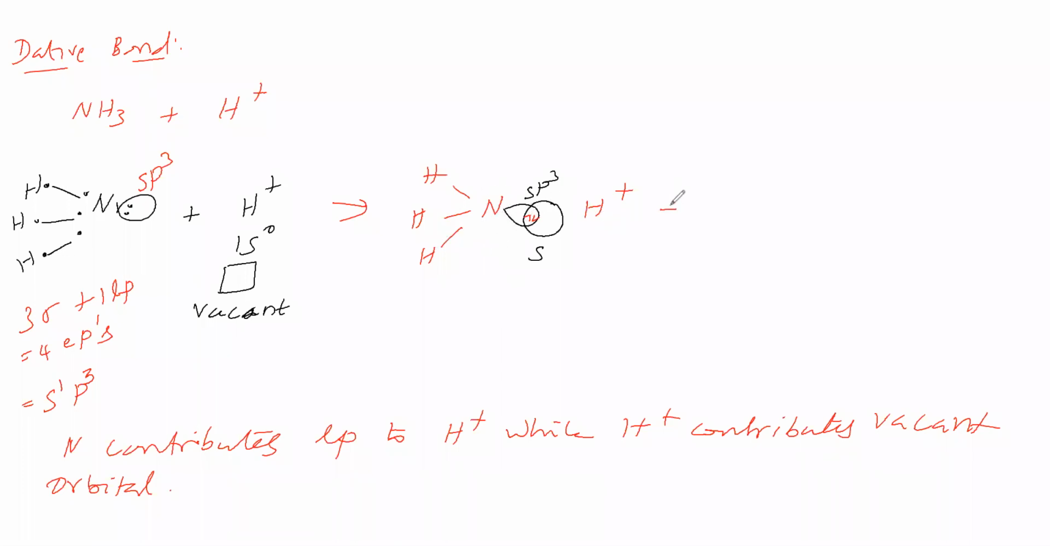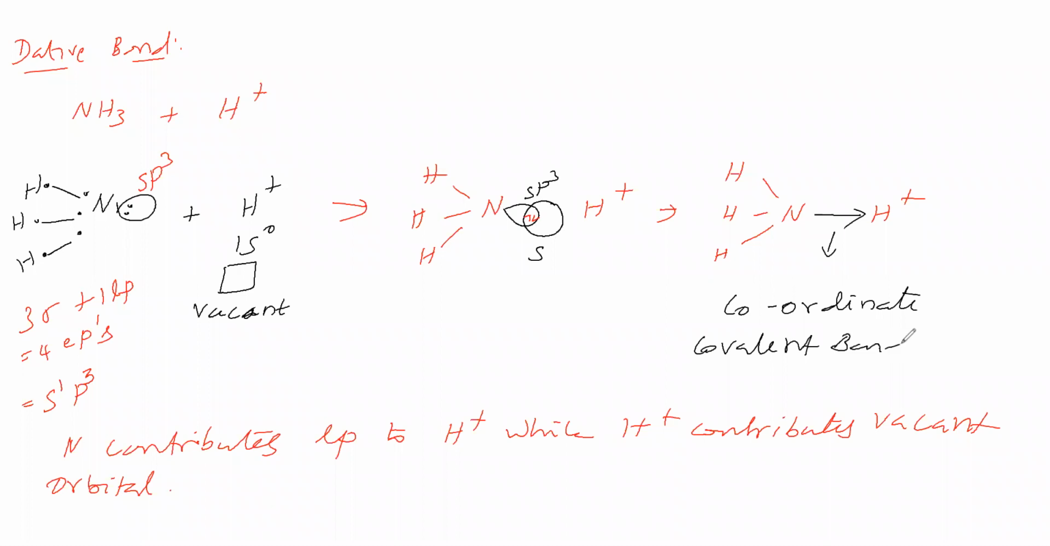Then how do we represent this bond? Between nitrogen and H plus, we represent it like this. This is called coordinate, in the sense 2 electrons donated by one atom. Coordinate covalent bond. Why covalent bond? Because these 2 electrons are shared by both.